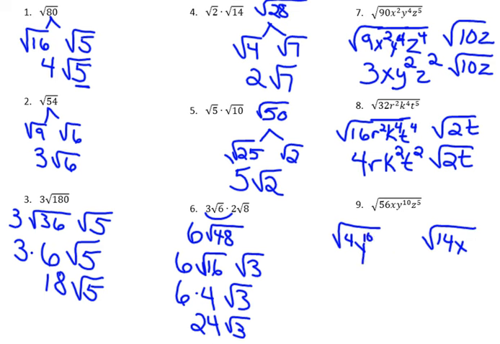And z to the 5th, just like z to the 5th up in number 7, we're going to break that up into z to the 4th and z. So square root of 4 is 2. Square root of y to the 10th is y to the 5th. Square root of z to the 4th is z squared. And then we keep radical 14xz.